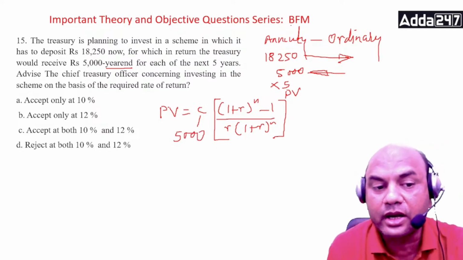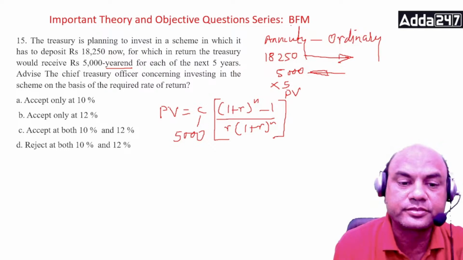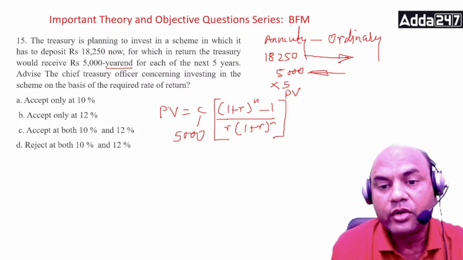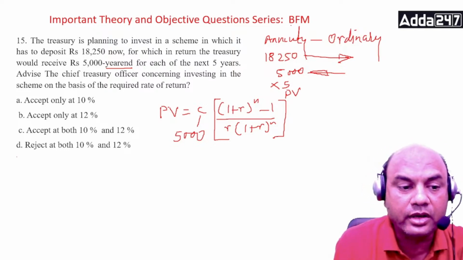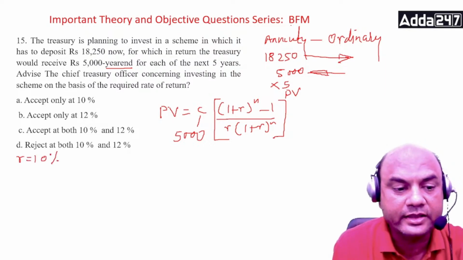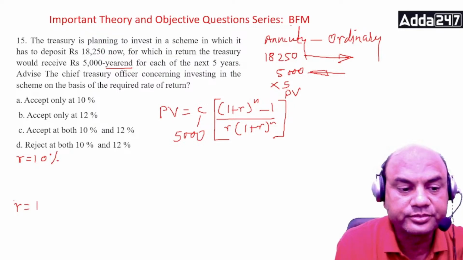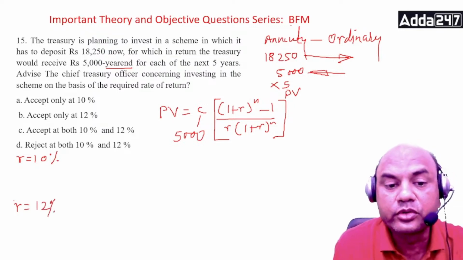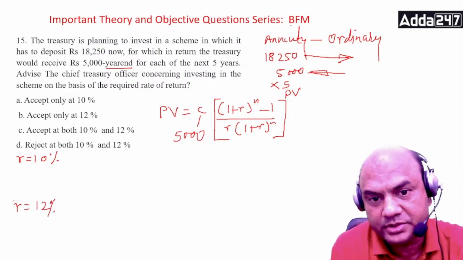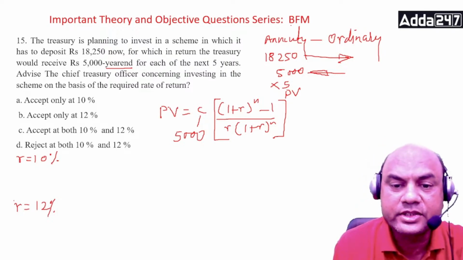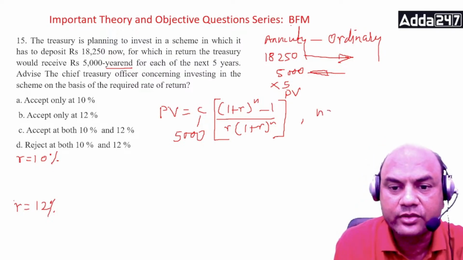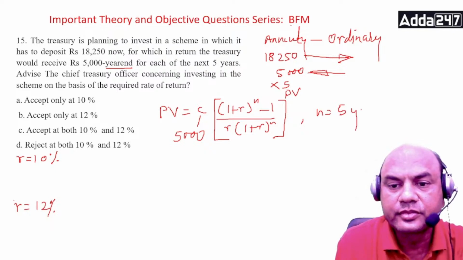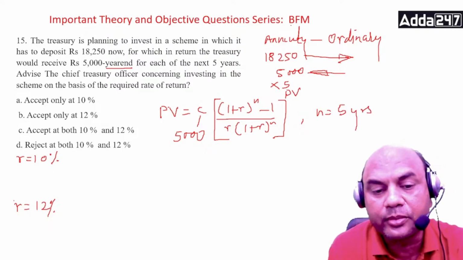R is what? Now there are two R's. Everyone pay attention now. One R is, I'll write it over here, R equals 10%. Look at the options given. And the second R is R equals 12%. So you'll have to use the calculation 2 times. And what is the N? N is common. N equals 5 years. So you'll have to use this formula 2 times.